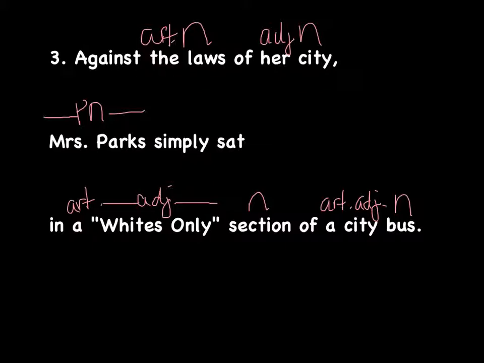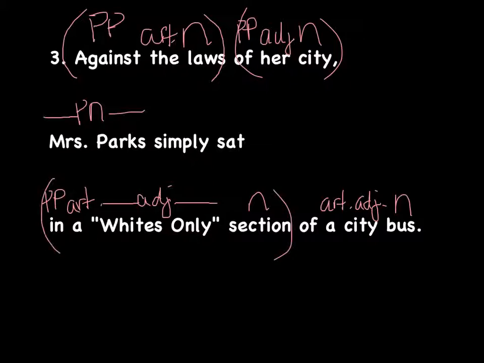So now we're going to move to prepositional phrases. Remember, we find the preposition and then we double check to see if it has a noun or pronoun as the object. My first one here I see against, and I ask against what? Against the laws. Then we have of what? Of her city. Then we have in a what? In a whites only section. And of what? Of a city bus.